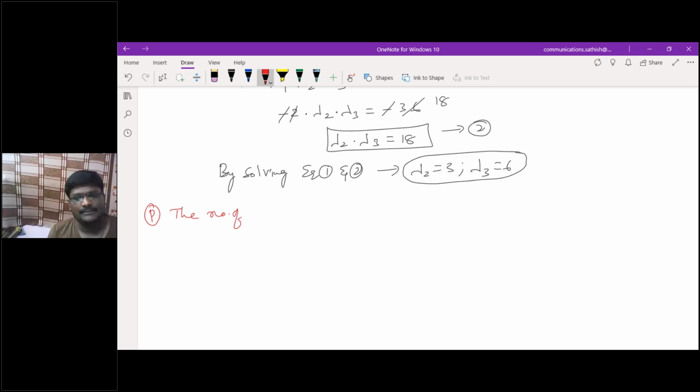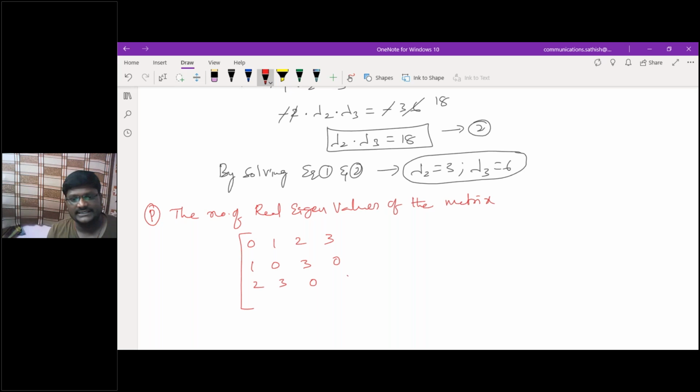Next problem: the number of real eigenvalues of the matrix 0, 1, 2, 3; 1, 0, 3, 0; 2, 3, 0, 1; 3, 0, 1, 2. The number of real eigenvalues of the following matrix are: option A 4, B 3, C 2, D 1.